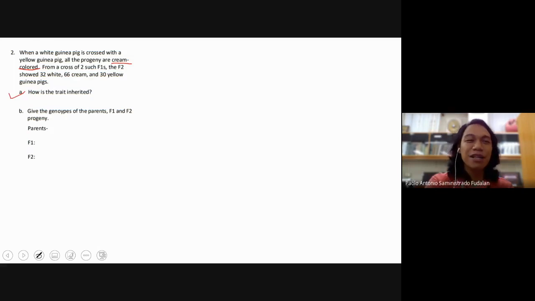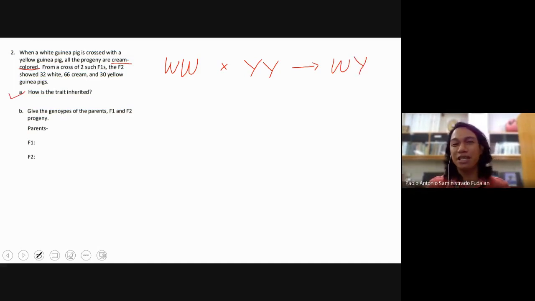Now, for example, we can symbolize the white guinea pig, that white color will be WW, okay? And then we cross it with a yellow colored guinea pig, that's YY, resulting in WY, of course. And WY will be, because of incomplete dominance, a different color from either white or yellow. So it's cream. So you are correct. This is incomplete dominance.